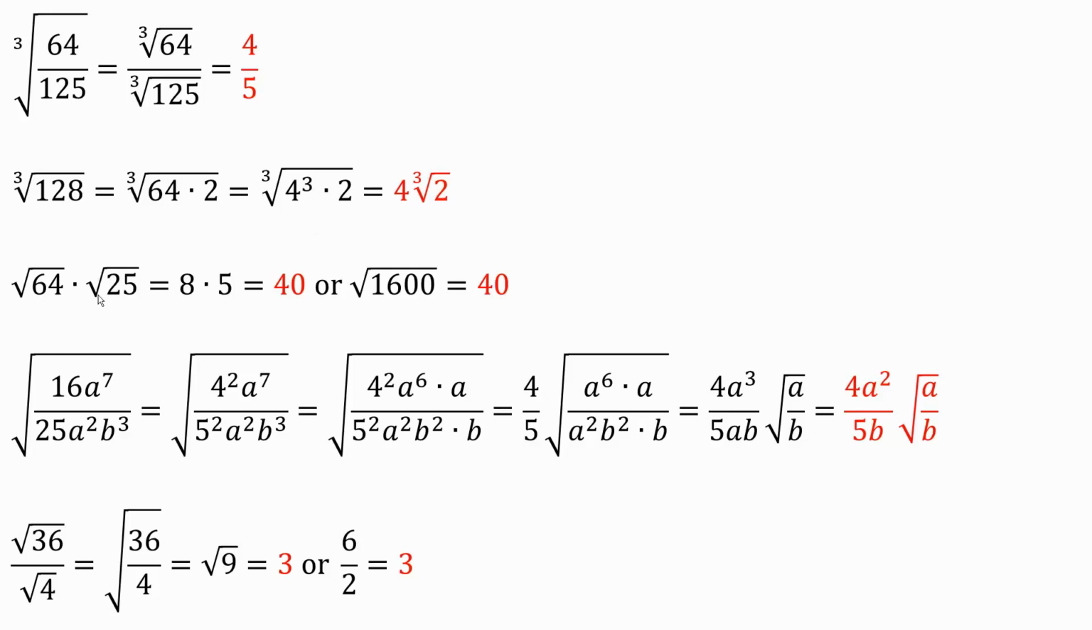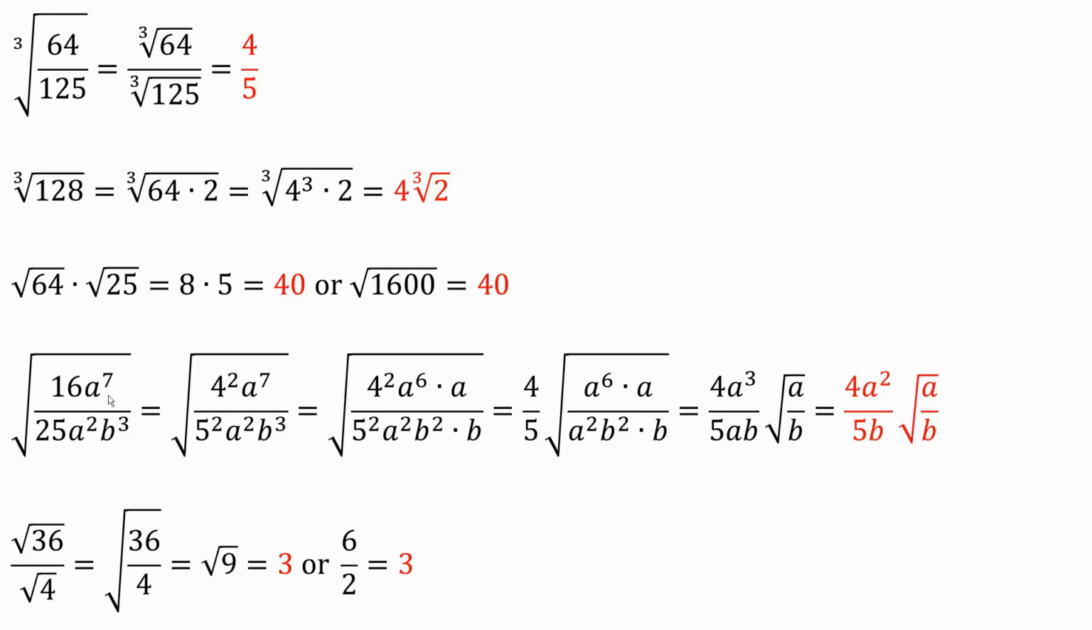This is another problem. So we know the square root of 64 is 8, and we know the square root of 25 is 5, and so we get 40. Likewise, we could multiply. 64 times 25 is 1600. So the square root of 1600 is also 40. Here's a more challenging problem.